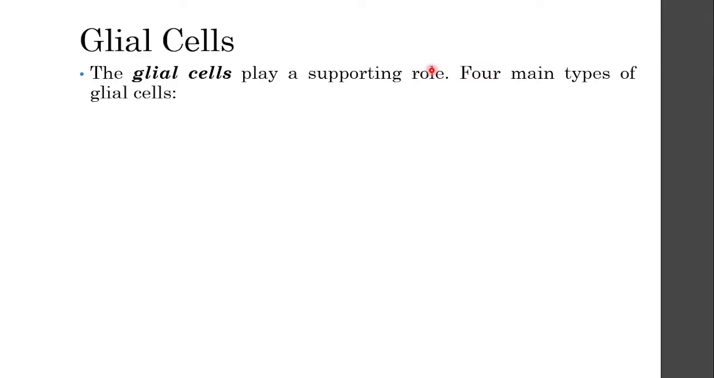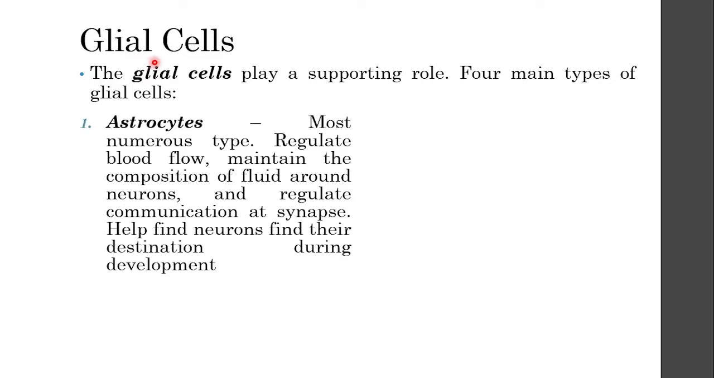Glial cells, like I mentioned earlier, are the supporting cells. They are necessary to support our nerve cells, which are the basic functioning cells in our nervous system. Without these glial cells, our nervous system would have a hard time doing its job. So although they're not very popular compared to the neurons, they do a lot of functions. We have four main types, beginning with astrocytes.